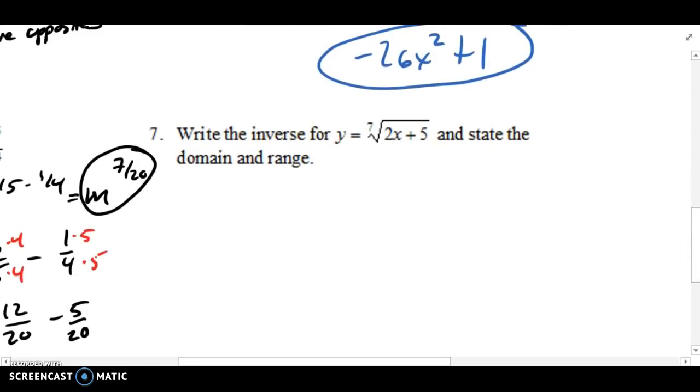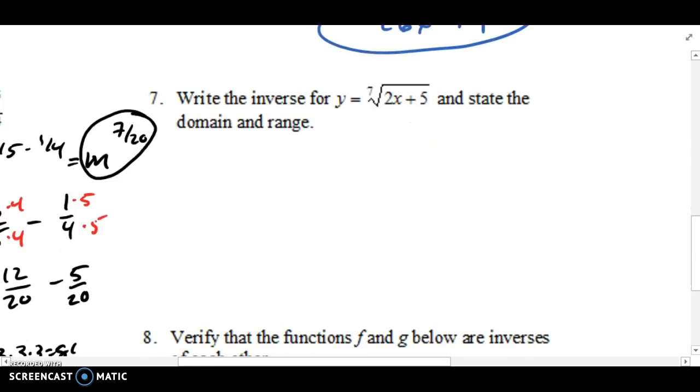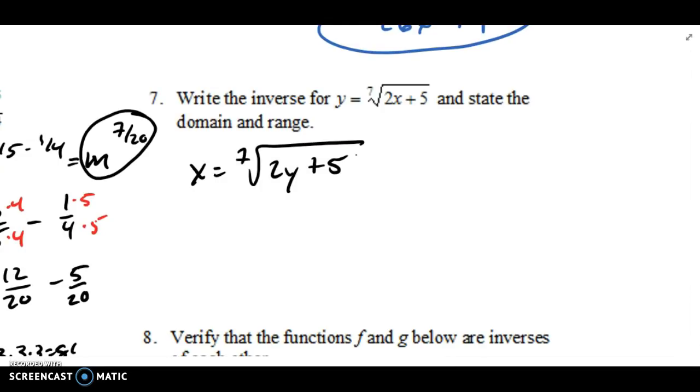We're going to write the inverse and state the domain of range. So just remember that inverses work backwards, so we're going to flip x and y, so it's backwards. A little weird to say it like that, but we're just going to flip x and y to make inverses. So 2y plus 5. And that'll make our inverse, because inverses go backwards, so we're switching x and y around to go backwards. Just remember, a root 7 and a power 7 are opposite, so that's how we're going to cancel those.